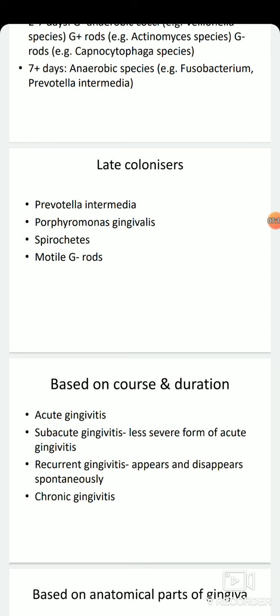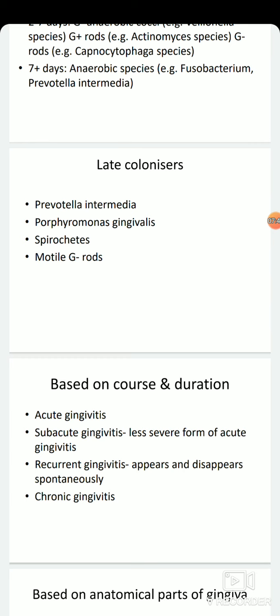So based on course and duration of the occurrence, gingivitis may be classified into acute gingivitis. So what are the features of acute gingivitis? It is a sudden onset, short duration and a painful lesion. The example for acute gingivitis is acute necrotizing ulcerative gingivitis.